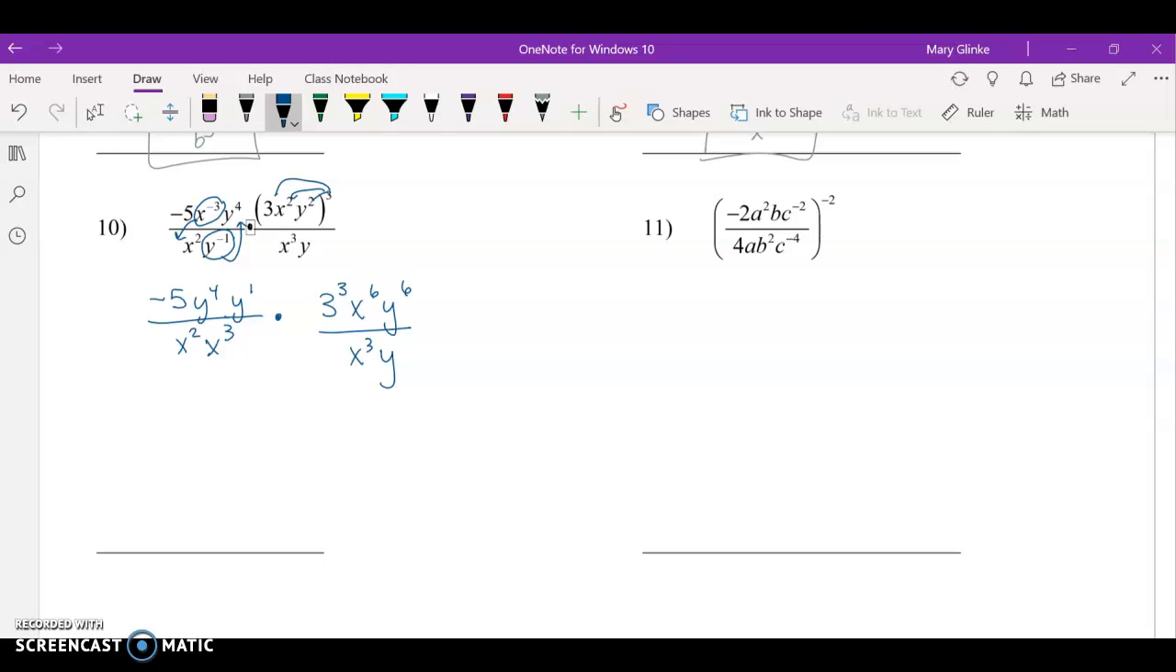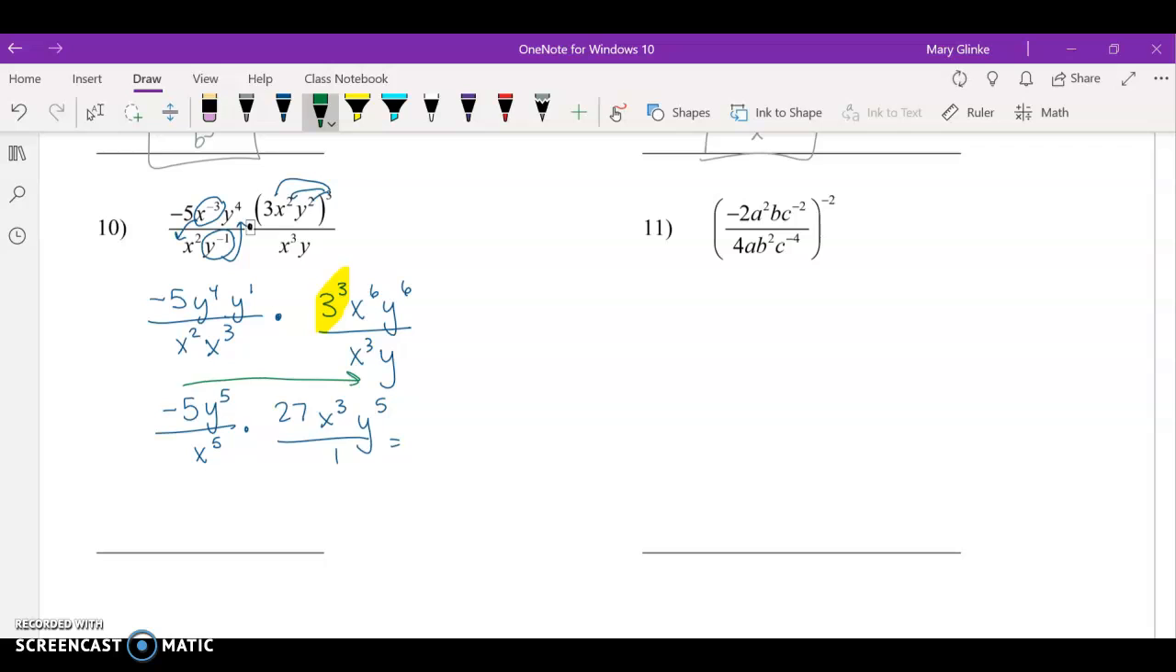Now I can simplify a little bit. My first fraction is going to be negative 5 y to the fifth, when I add them, over x to the fifth. For my next one, I'm going to do 3 cubed as 27. For my x's, I have 3 x's left in the numerator when I cancel things out. And I have 5 y's left in the numerator, so I have nothing really in the denominator for that one when things cancel out.